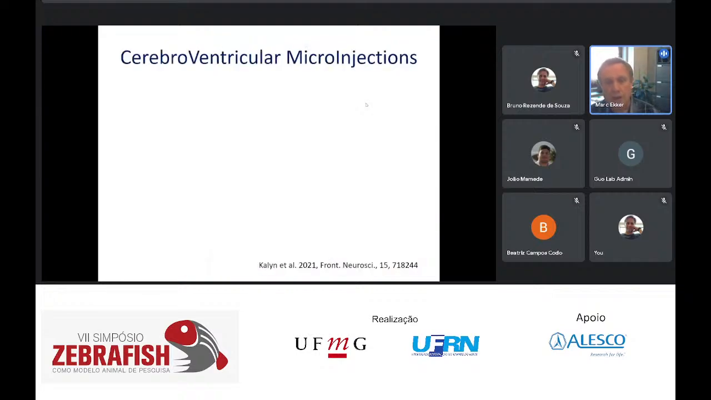But then Michael switched to the adult brain, because the previous study that I just showed you was done in embryos. And he decided to do intracerebroventricular microinjections of MPTP that were injected at the level of the anterior optic tectum.